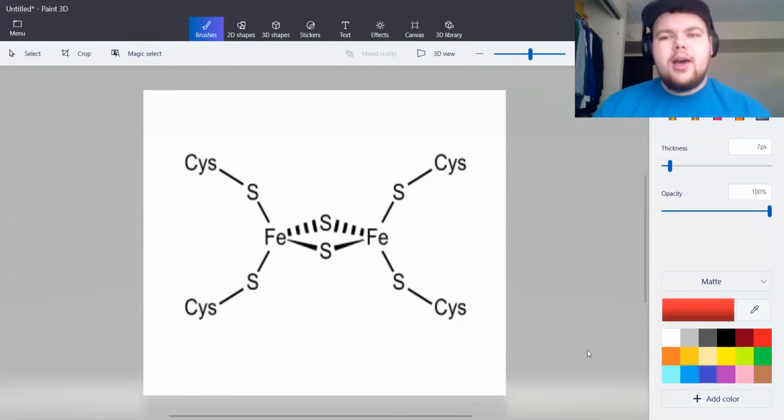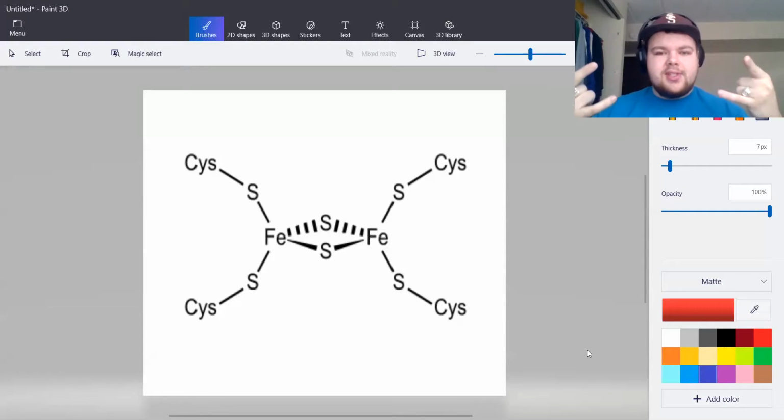Hello, folks. My name is Dane Banks, and for Protein Project 3, I'm doing ferredoxin. Ferredoxin is a very simple protein. It has generally one purpose, and that is to transfer electrons.